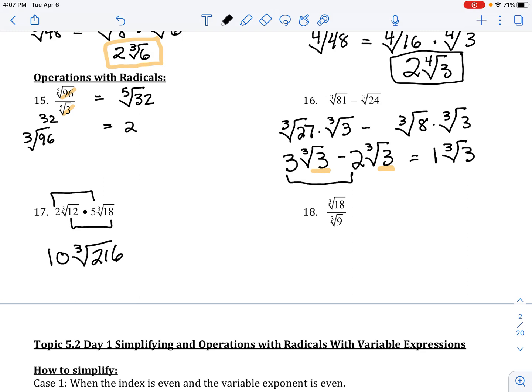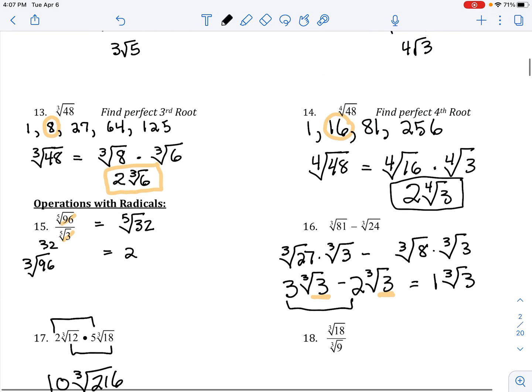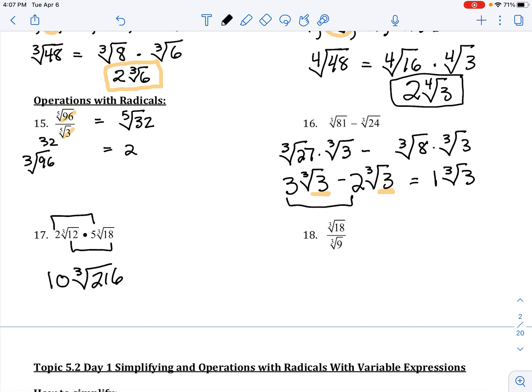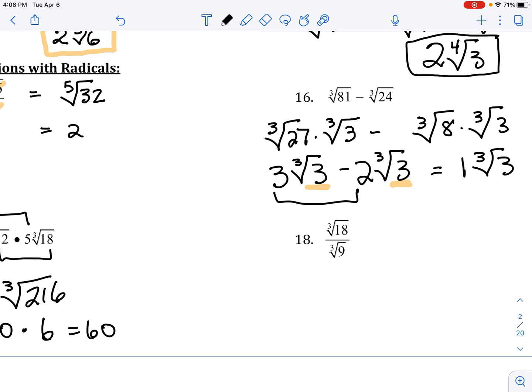All right. Well, 216 happens to be a perfect cube. In fact, I didn't put it up there, but I can add one more. 6 times 6 times 6 is 216. So that means that this problem can simplify to 10 times 6, which is 60. Last one. They're both cube roots, and so I can divide 9 into 18 2 times. So cube root of 2, and nothing else to do with that.